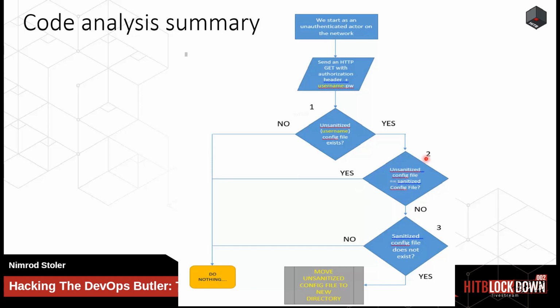we move to the second checkpoint, here. Jenkins compares the unsanitized config file class to the sanitized one. If they are not the same, that is, not having the same file name, then we move to the third checkpoint, over here. Here, Jenkins simply checks if the sanitized config file exists or not. If it does not exist, then Jenkins will perform the migration procedure we saw earlier, which will move the unsanitized config file to a new sanitized location.